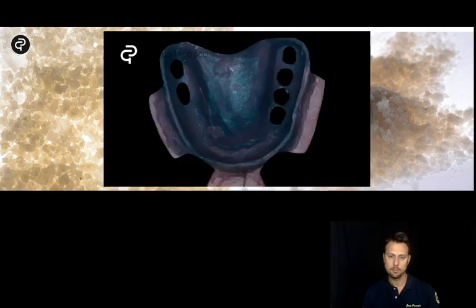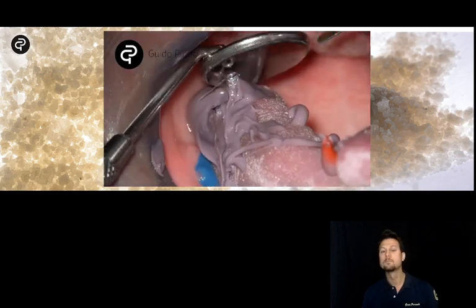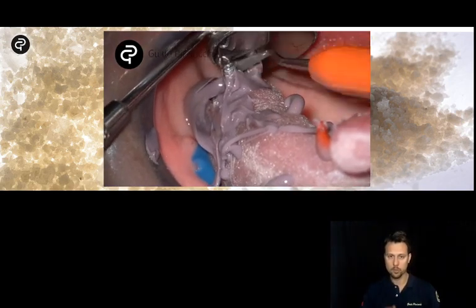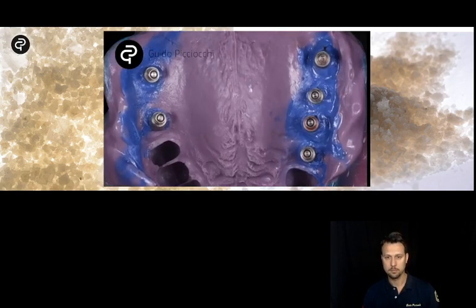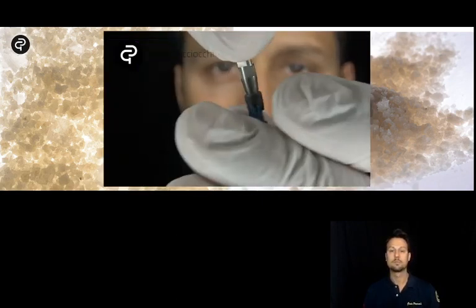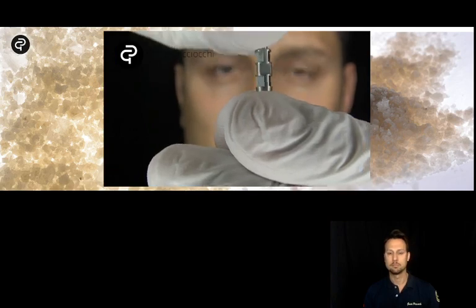Now we can take the tray, put the material in, and fix the transfer in that. Once it's totally blocked in that, we screw the analog into the transfer.